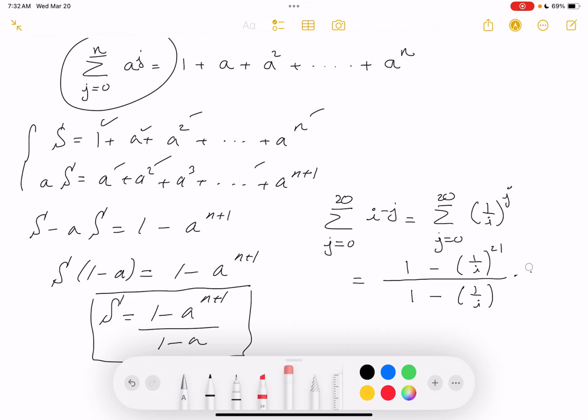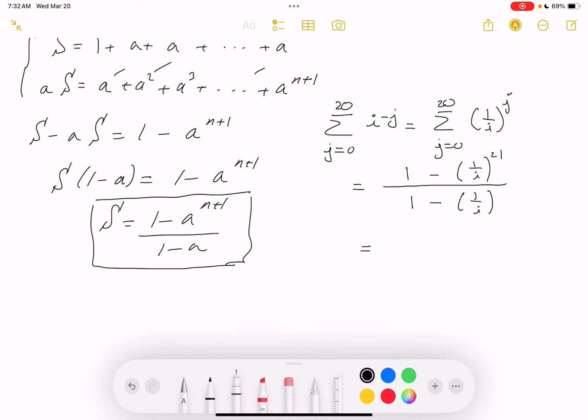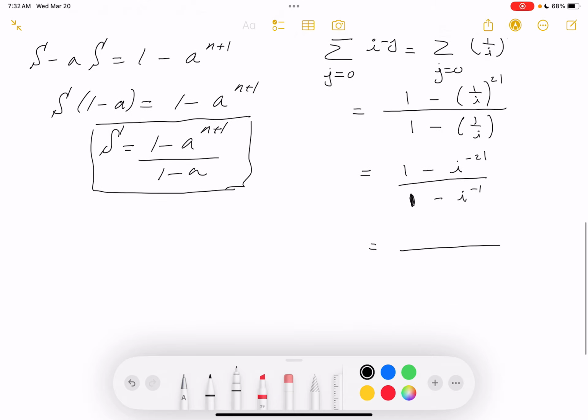I'm going to get these things that are not fractions. I'm going to write this as 1 minus i to the minus 21. All right? What do you get at the bottom? 1 minus i to the minus 1. That's a 1. Well, I'm still in the same conundrum, aren't I? Let's see if we can figure this thing out.